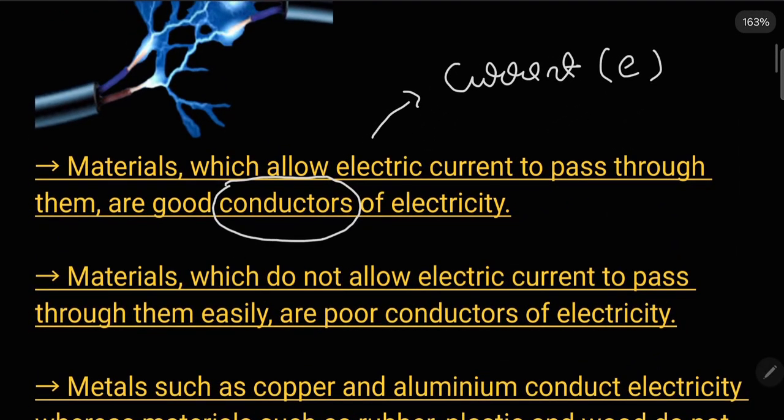And another thing: a material which does not allow the electric current to pass through it easily is known as a poor conductor of electricity, or it is also known as an insulator. So we are talking about the insulator also.